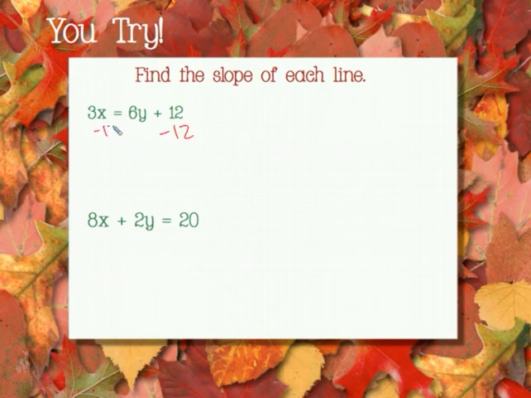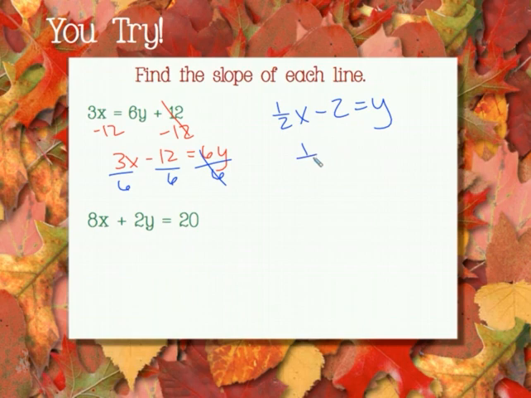I'd move the 12 and just leave the y on this side. It doesn't matter if it's on the wrong side, because of the symmetric property, you could just flip it if you wanted. So on this one you get 1/2 x minus 2 equals y. So the slope is 1/2.